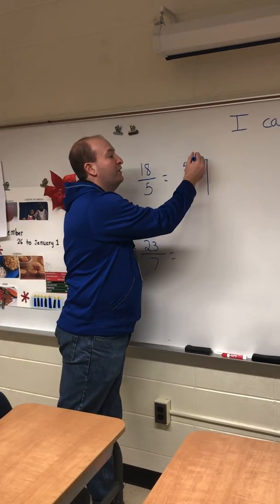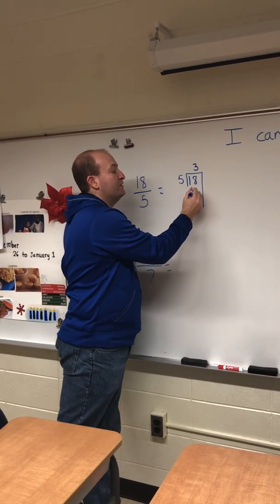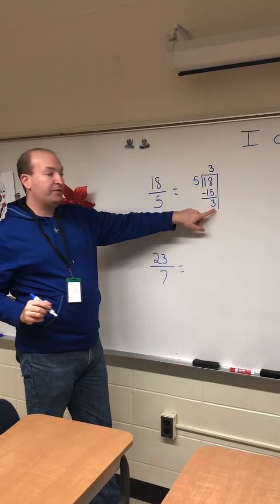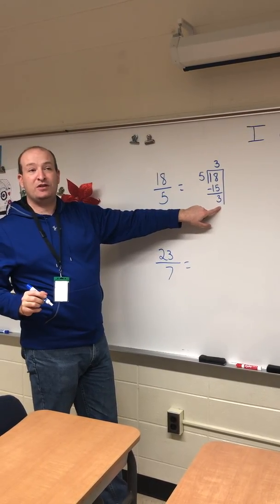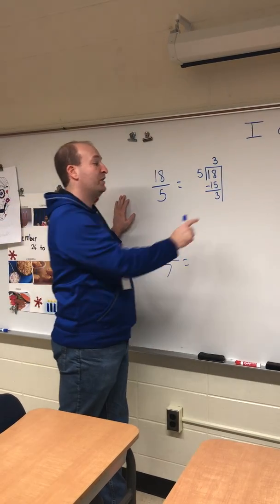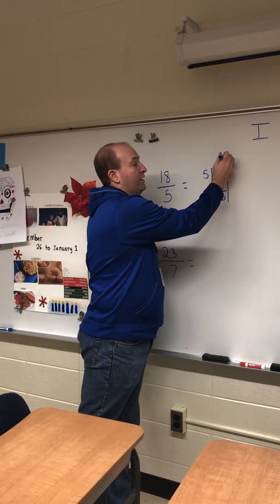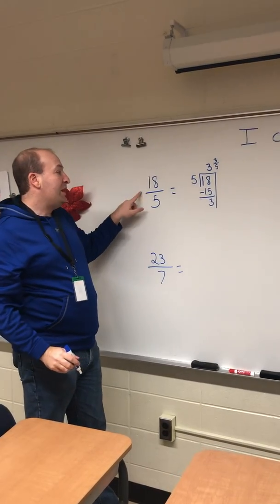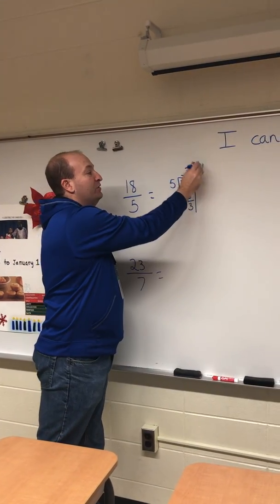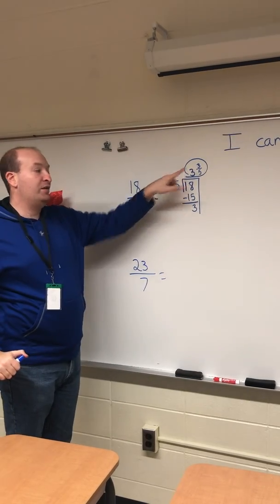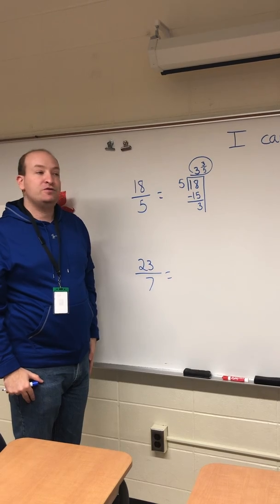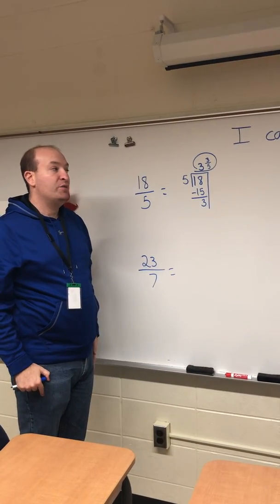And I can say, well, 3 times, because 3 times 5 is 15. And then I see that I have 3 left over. We remember from division, we can write this as a fraction. So with 3 left over divided by 5, that gives me the fraction of 3/5. So 18/5 is equal to 3 3/5. That might be the fastest way to figure out a larger improper fraction.